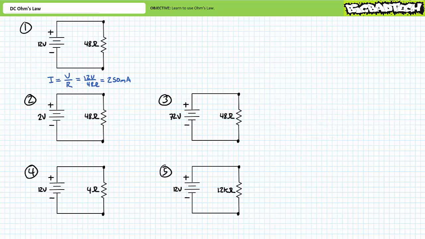Our first problem features a 48 ohm resistor experiencing a 12 volt drop across it. We're being asked to solve for current through it. Current is voltage over resistance. An application of Ohm's Law demonstrates 12 volts over 48 ohms yields 250 milliamperes of current. Let's use the results of this first problem as a basis of comparison for the remaining problems.